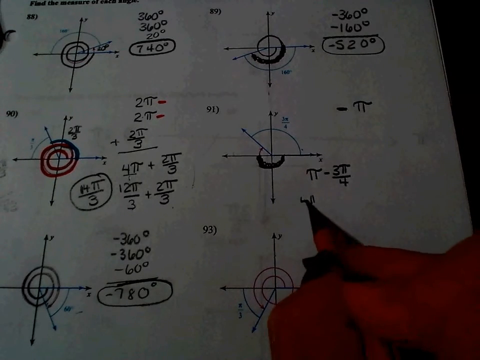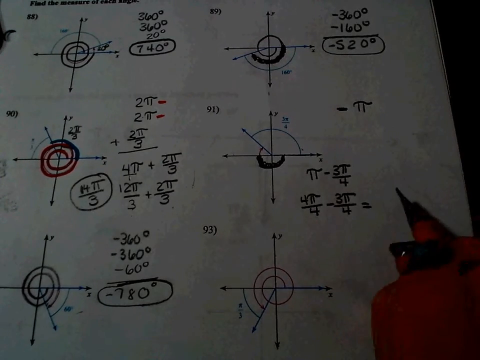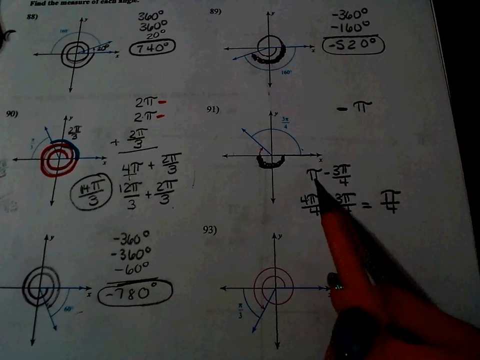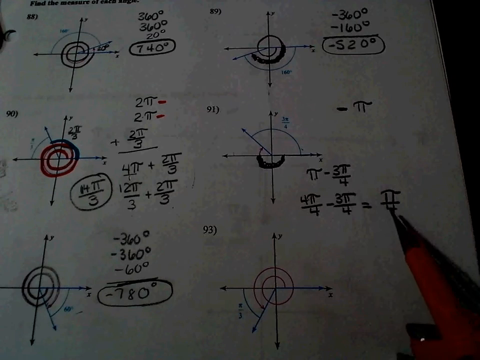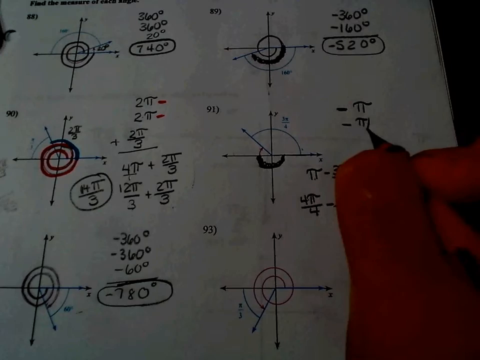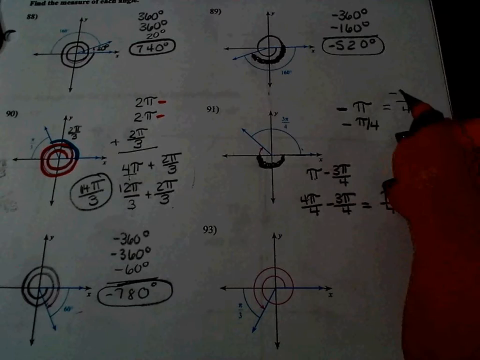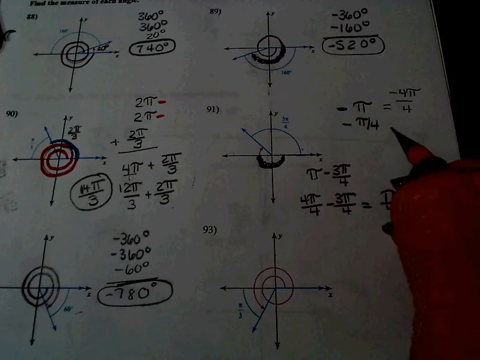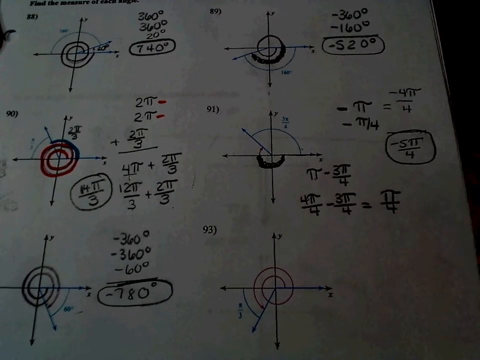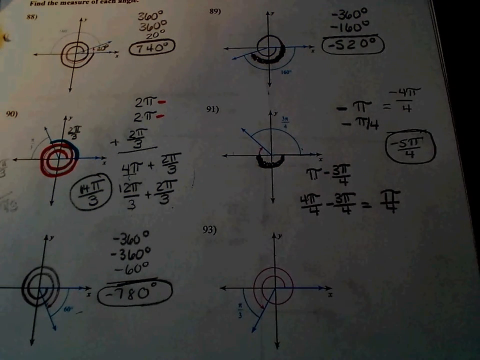So 1 whole pi, take away 3 pi over 4. 1 pi is 4 pi's over 4. Take away 3 pi over 4, leaves me with 1 pi over 4. 4 take away 3, a whole pi, take away 3/4 of a pi is 1/4 of a pi. Okay? But it's in the negative direction. Common denominator will be 4. So this is negative 4/4 and negative 1/4. When I bring them together, gives me negative 5 pi over 4. The correct answer to this problem is negative 5 pi over 4.